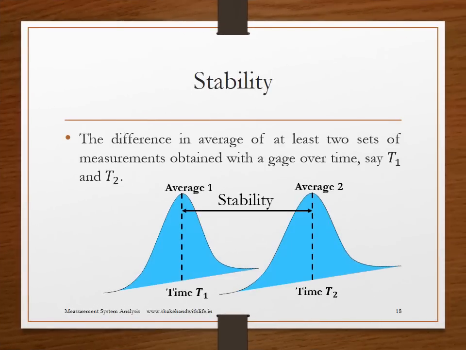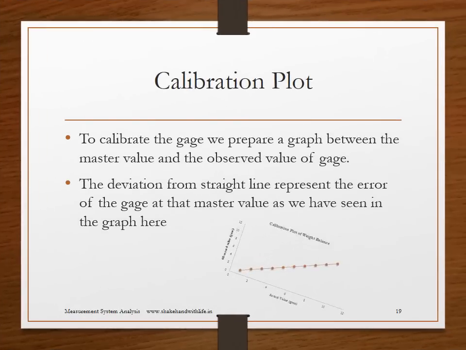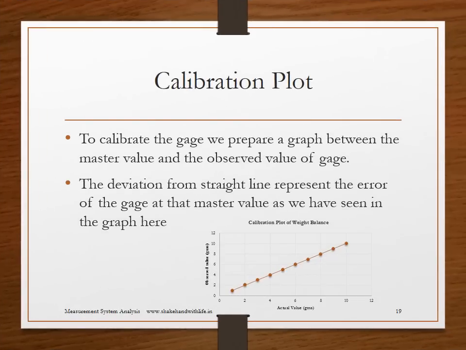The stability of a measurement system can be understood as the difference in average of at least two sets of measurements obtained with a gauge over time, say T1 and T2. As we have seen here in the figure, at time T1 we have average 1 and at time T2 we have average 2. If there is a difference in average 1 and average 2, then we can say that the system is not stable. Calibration plot. To calibrate the gauge, we prepare a graph between the master value and the observed value of a gauge. The deviation from the straight line represents the error of the gauge at that master value, as we have seen in the graph here.